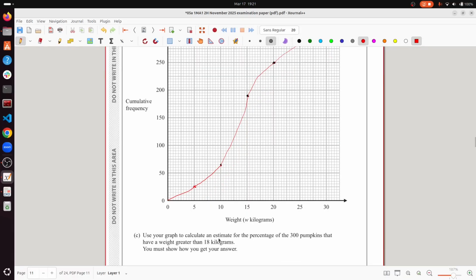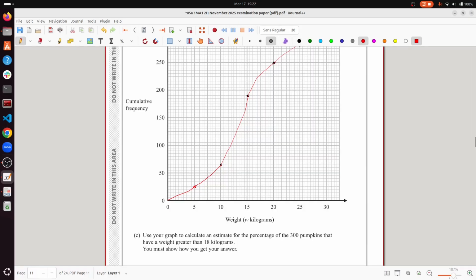Use your graph to calculate an estimate for the percentage of the 300 pumpkins that have a weight greater than 18 kilograms. You must show how you get your answer. So 18, and it's an estimate. They're going to give you a range of values. That's why you need to use your graph and you use it correctly.